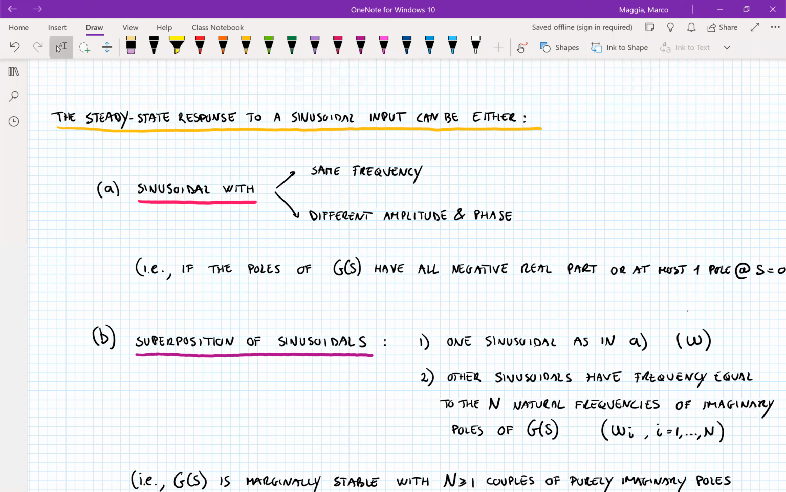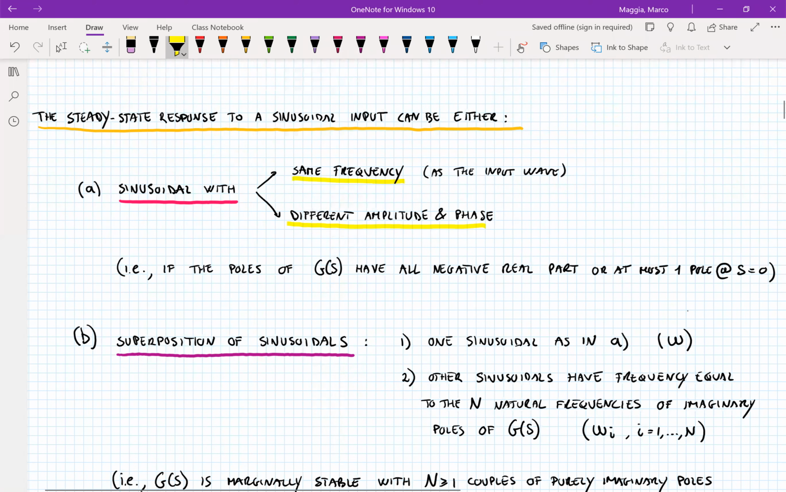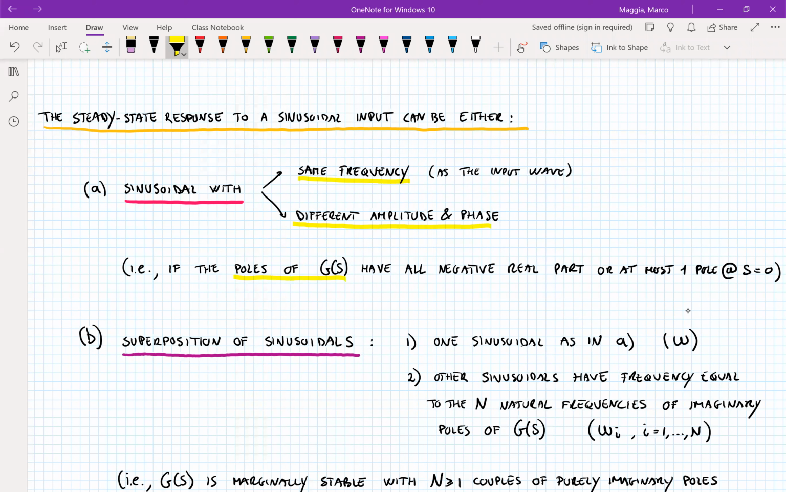Okay, so here I wrote down a summary of what I just described. Case A, we have the output is a sinusoidal with the same frequency as the input, but generally with a different amplitude and different phase. And this happens when the poles of G of S have all negative real parts, or at most one pole at the origin.